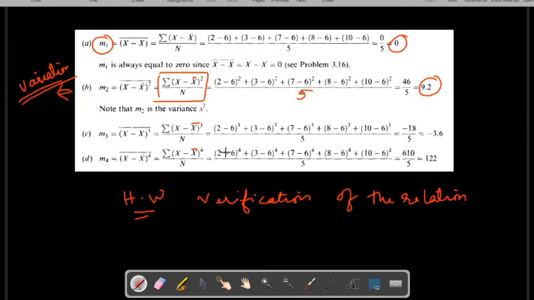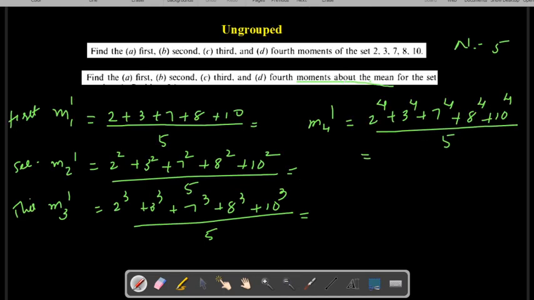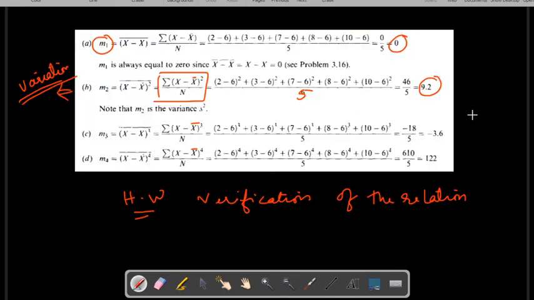No need to perform this formula. And if you are asked to find the moment directly, then you can use the formula to find it. Verification can also be asked, then you have to find both values using the formula. Then verify means you have to substitute in the given relation. What is the relation? We have four relations, one is m0, and the other three relations are there. All three relations should be satisfied by whatever values are obtained for moments and for the moments about mean. Okay, so this is the way.